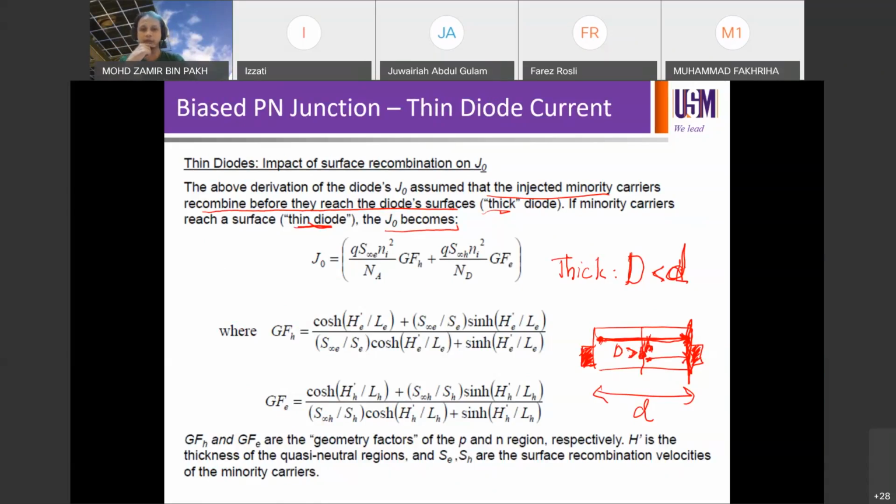So now the J0 becomes Q times S, the surface recombination velocity, times Ni squared, over the doping level, times the geometry factor, on one side and the geometry factor on the other side as well, right? So both for Na and Nd, both for P-type and N-type. The GF itself is given by this long equation, GFH and GFE, one for hole and one for electron.